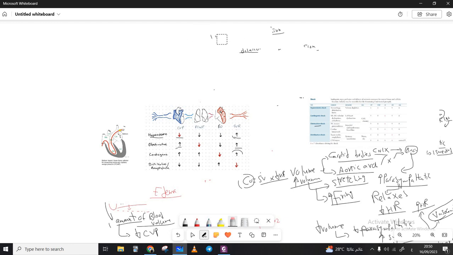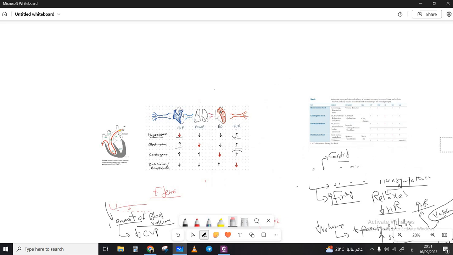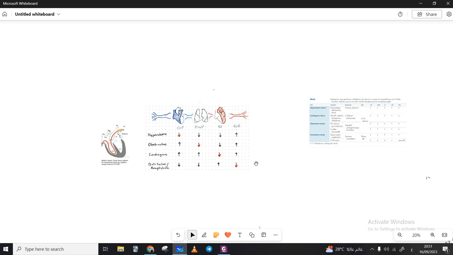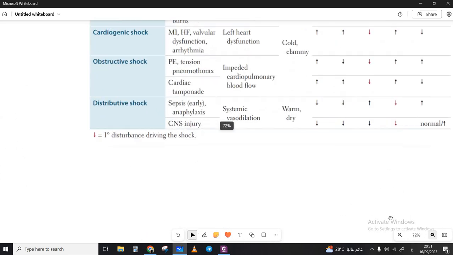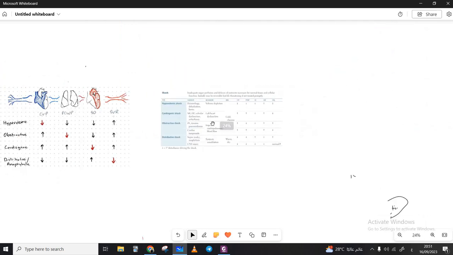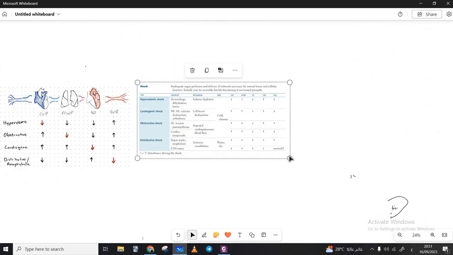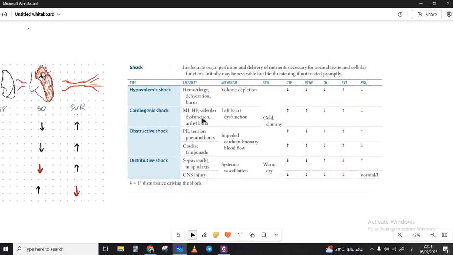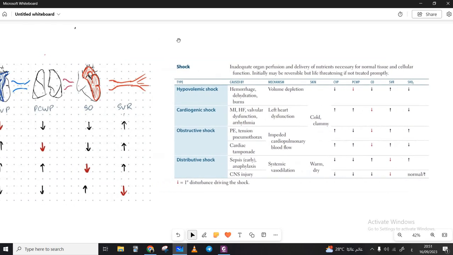And again, it's all about understanding what's going on. If you understand what we just did, you'll be able to crush any question that you will face on shock. So let's see, what are we dealing with here? Let's begin, and let's begin at first with the hypovolemic shock.